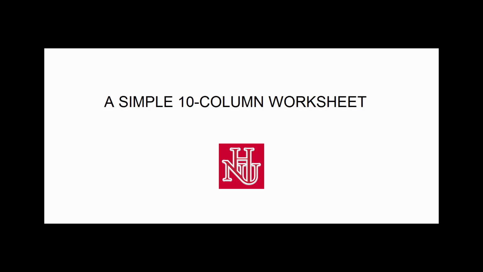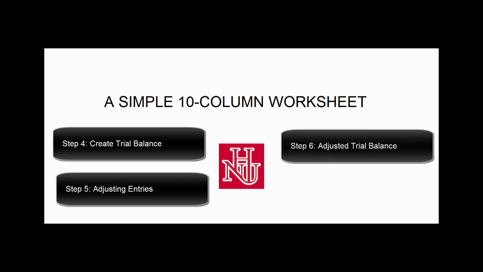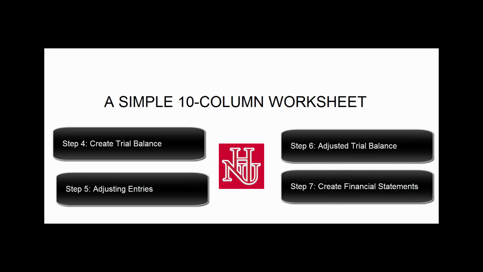Okay, let's talk about the 10-column worksheet. It's a tool that accountants often use at the end of the period to check and make sure they've got everything right, they haven't missed anything. And it's a great learning tool because it puts steps 4, 5, 6, and 7 of the accounting cycle all on one page. The bad news is it's really tedious to do by hand.